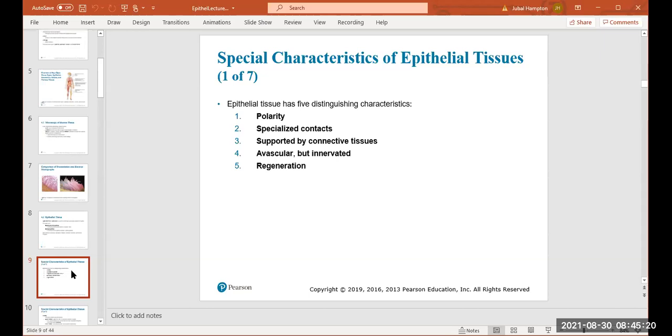On the screen, the characteristics of epithelial tissue is that they have polarity. This means that they have like an external surface or an apical surface, and then they have a deeper bottom surface. And you'll understand better when I show you a diagram on here coming up.